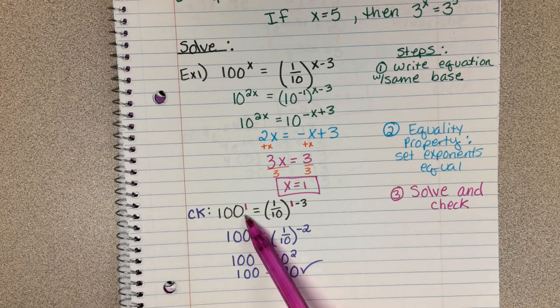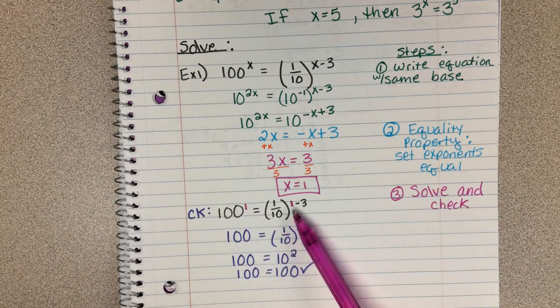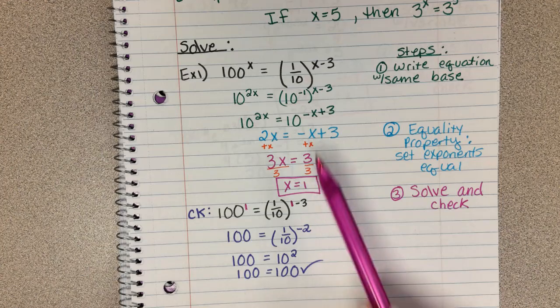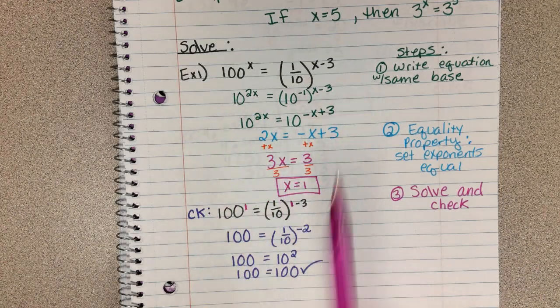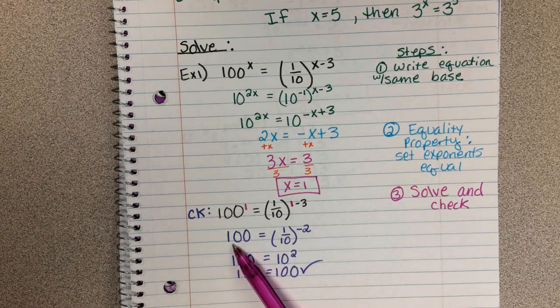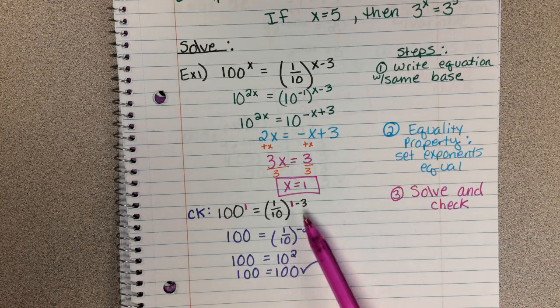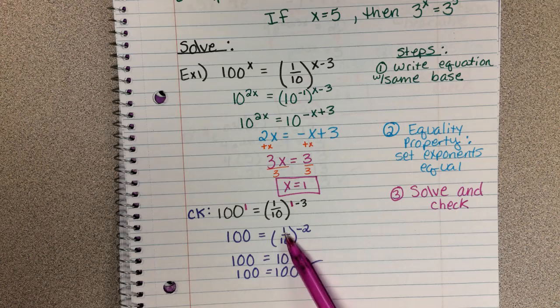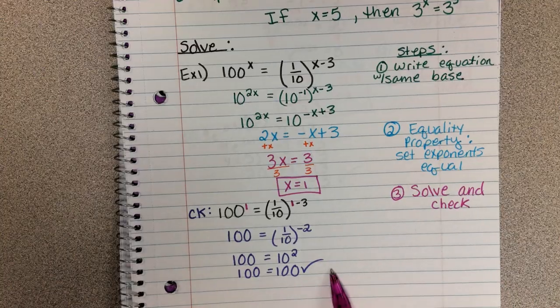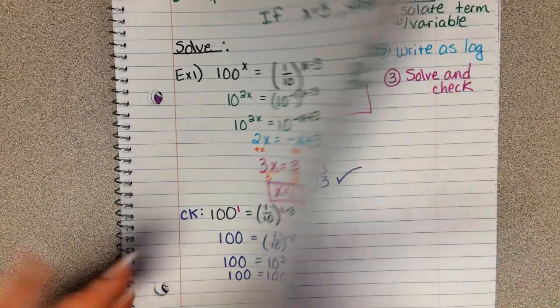So that would be 100 to the power of 1 equals 1 over 10 to the 1 minus 3. I've just taken x from my original and I've substituted in a 1. 100 to the power of 1 is 100. 1 over 10 to the power of 1 minus 3 is to the negative 2. 1 over 10 to the negative, that means I take the reciprocal. That gives me 10 squared. 10 squared is 100. Both sides are equal, therefore my solution is true.